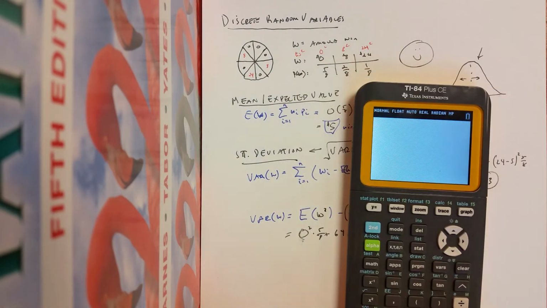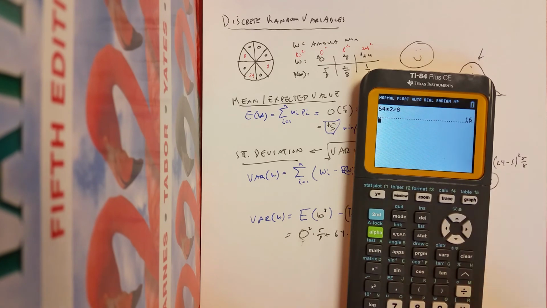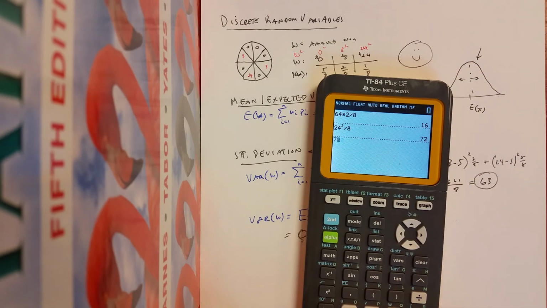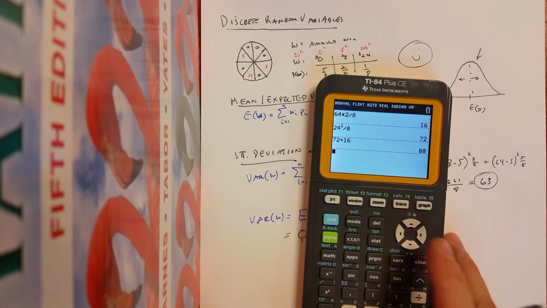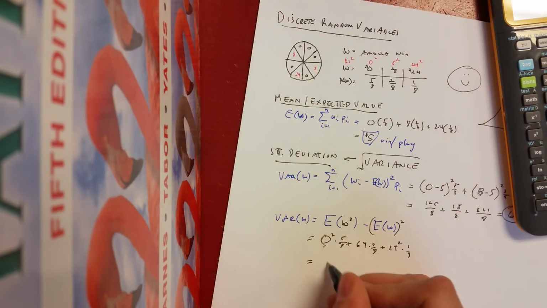0 times anything doesn't matter. So 64 times 2 divided by 8 is obviously 16. 24 squared divided by 8 is 72. So let's sum those two: 72 plus 16 is 88. Okay, so this part comes out to 88.